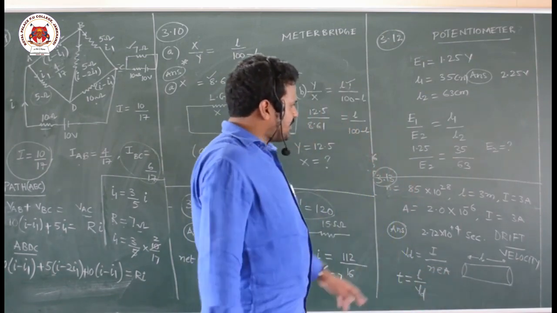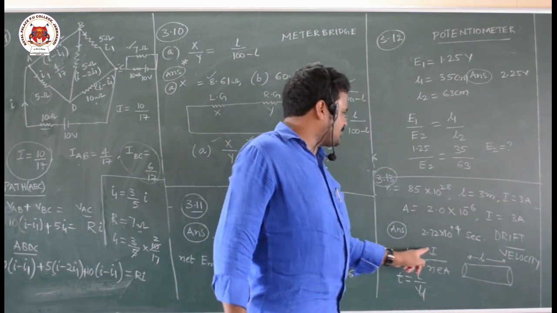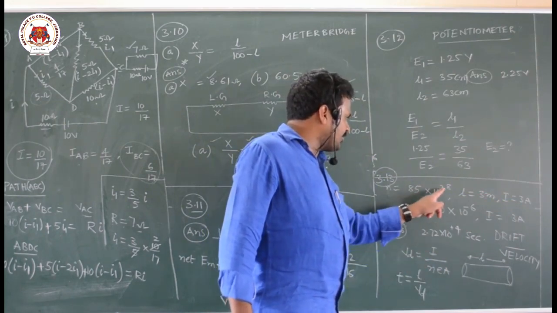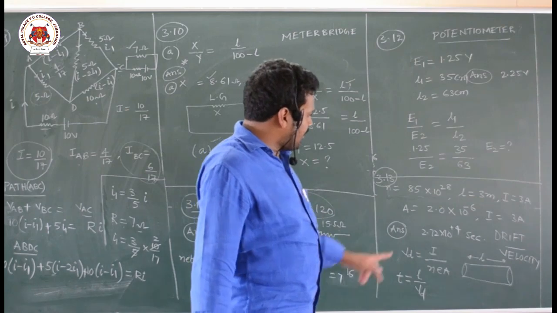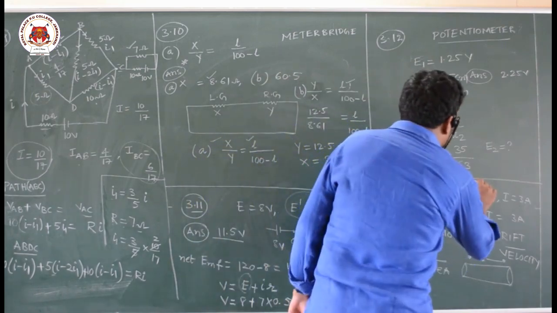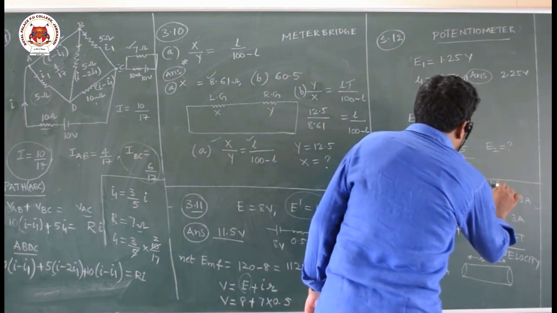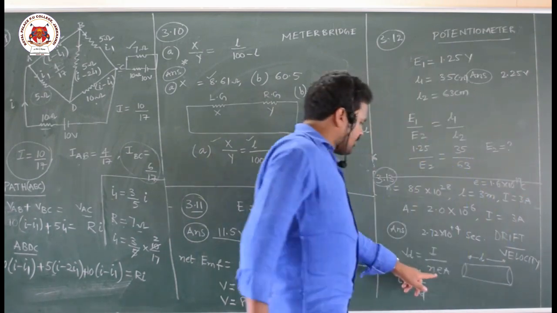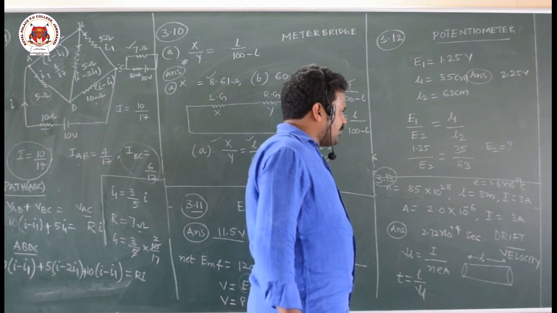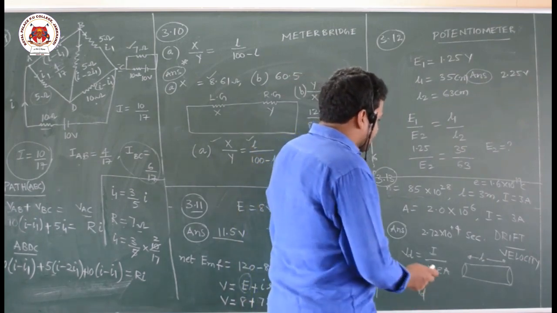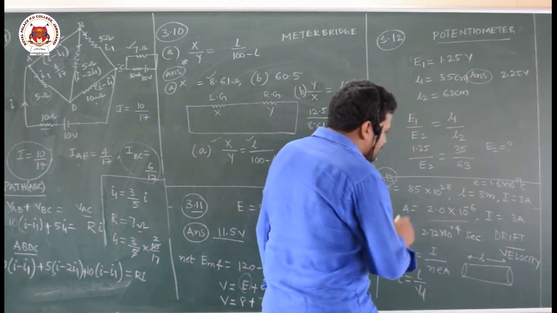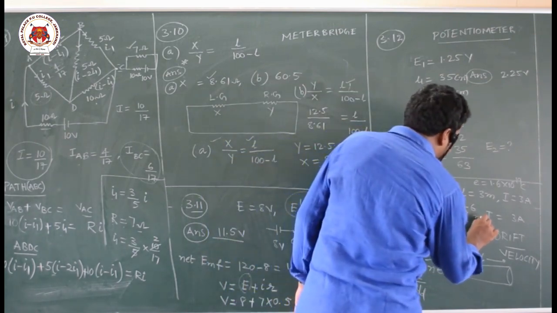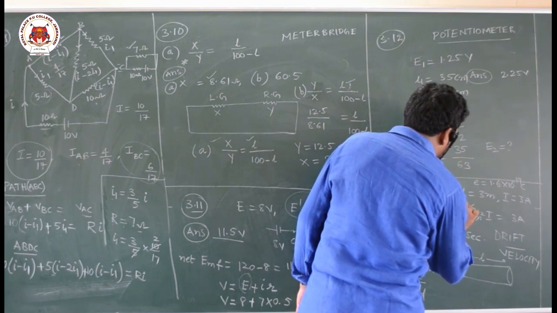Now for drift velocity, the current is given as 3 amperes, you write it here. N value is given as 8.5 into 10 to the power of 28 per meter cube, you write that there. And the electron charge is equal to 1.6 into 10 to the power of minus 19 coulomb. Then the area is given as 2.0 into 10 to the power of minus 6 meter square.